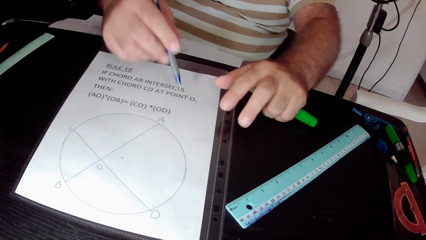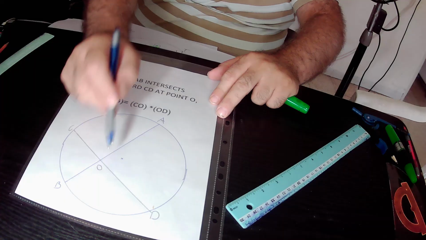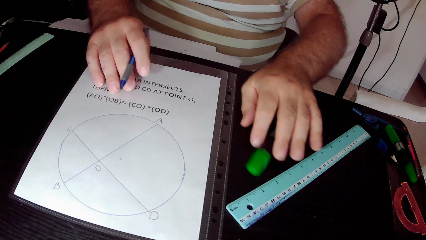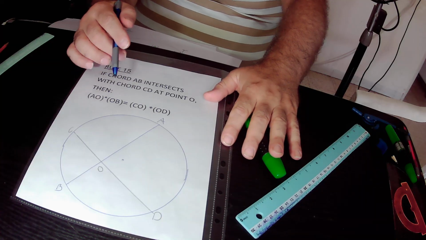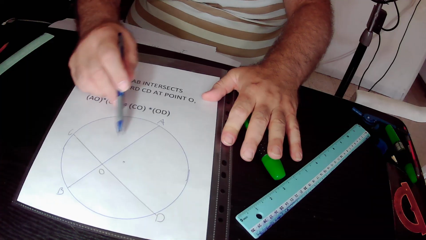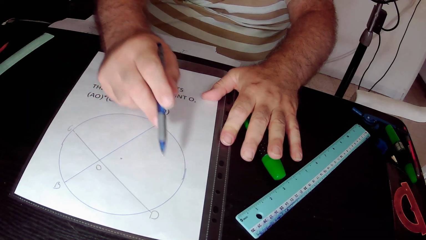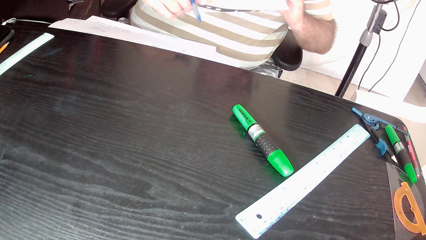In the drawing you have a circle. This is chord AB that intersects with chord CD at point O. So in this moment, the following equation is true: AO times OB equals CO times OD. So we can implement rule 15 in our drawing.